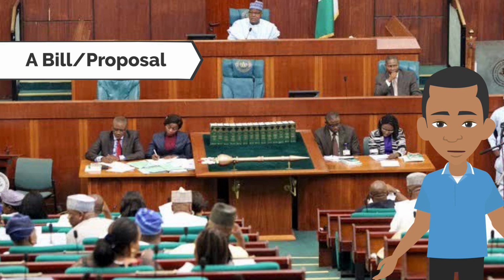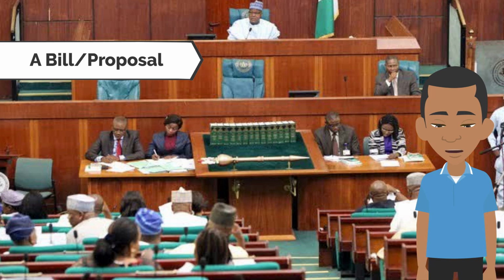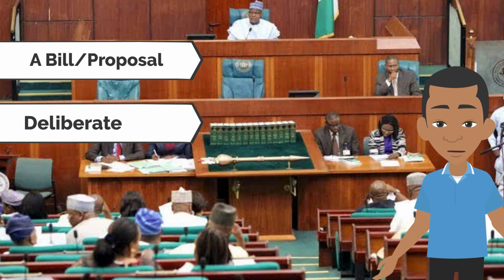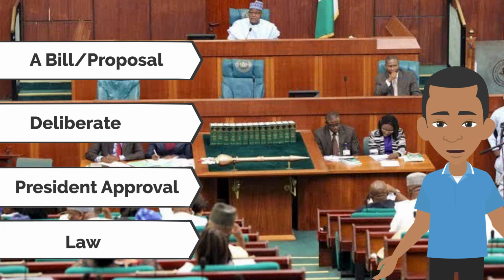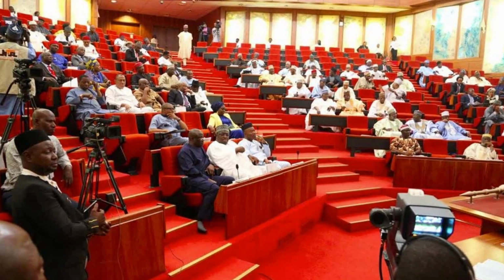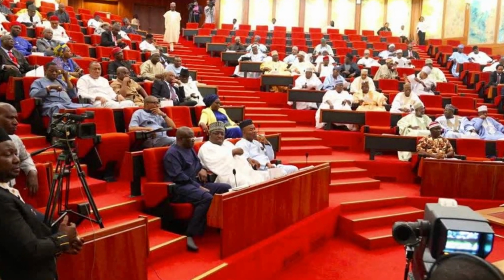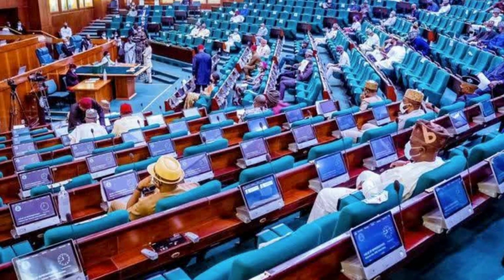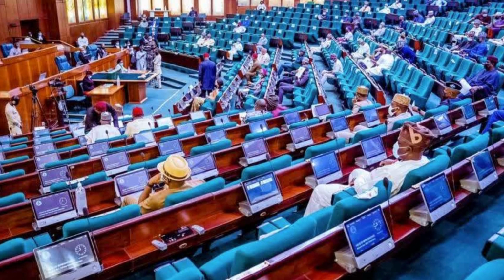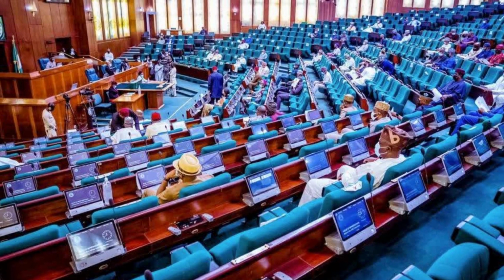Well, a law starts out as a bill, which is basically a proposal. That can originate in the Senate or the House of Representatives. It is then deliberated on, passed on to the President for assent, and then it becomes law. One thing though, if a bill originates in the Senate, it has to be deliberated on and then passed to the House of Representatives for their own deliberation before that bill can be passed to the President, and vice versa if the bill originates in the House of Representatives.